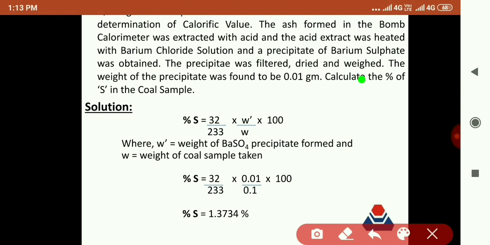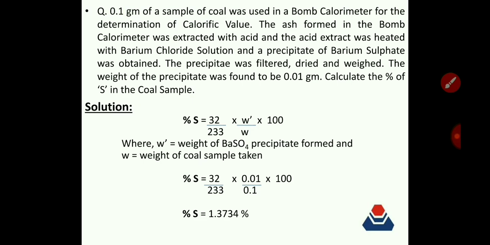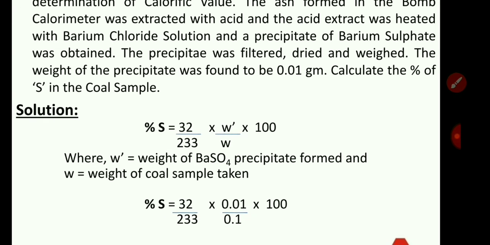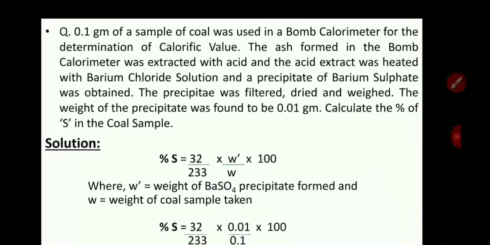So in this section you can see that 0.1 gram of a sample of coal was used in a bomb calorimeter for the determination of calorific value.